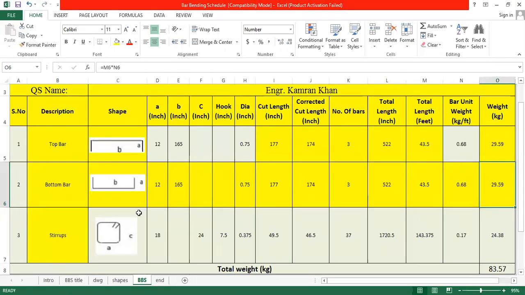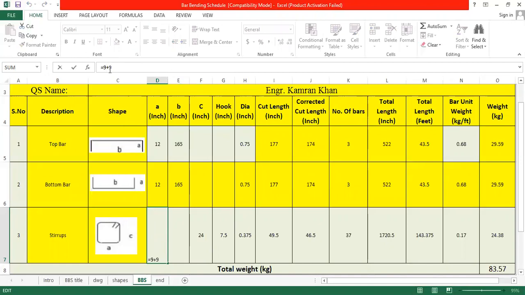Now let us discuss the stirrups. In stirrups you can see this bottom face is represented by A, and this vertical face is represented by C. How much will be the length of A and how much will be the length of C, we will just see right now. The length of A is 18 inches. You can see 18 inches.